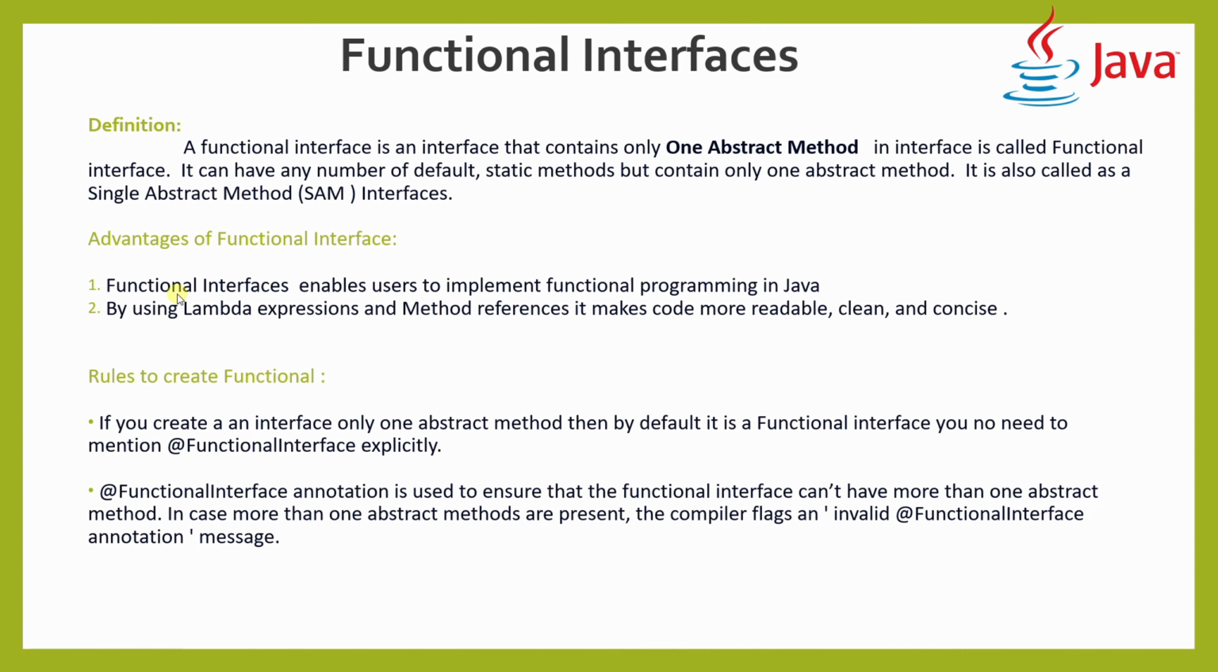Now we will see some rules to create functional interfaces. If you create an interface with only one abstract method, then by default it is a functional interface. You need not mention @FunctionalInterface explicitly. I think in the previous video you have seen this kind of example. The @FunctionalInterface annotation is used to ensure that a functional interface cannot have more than one abstract method.